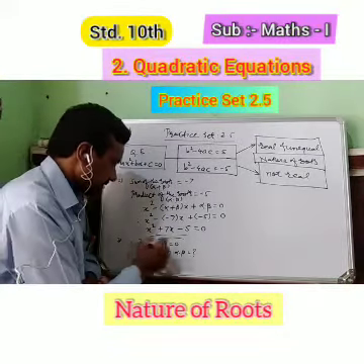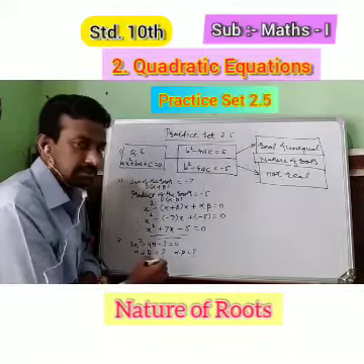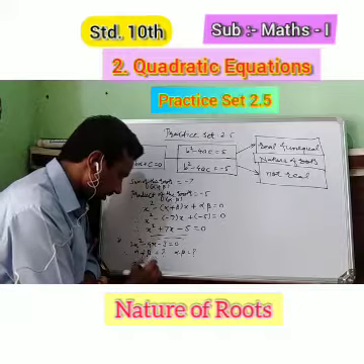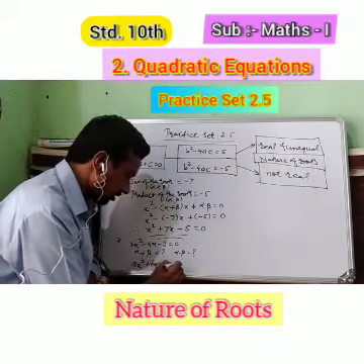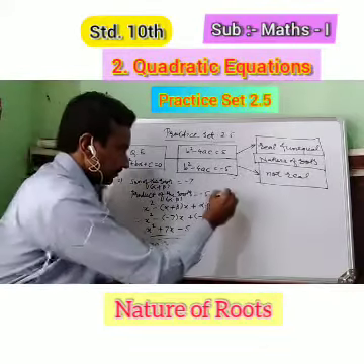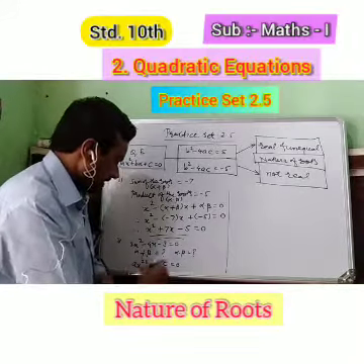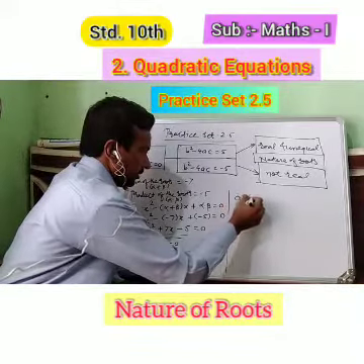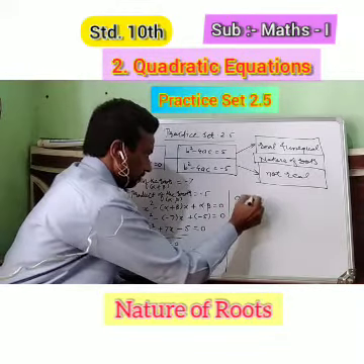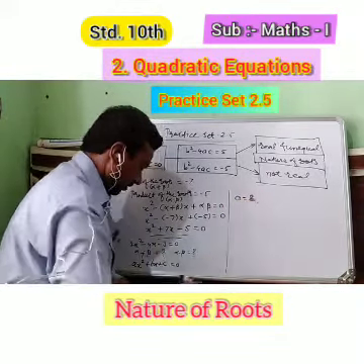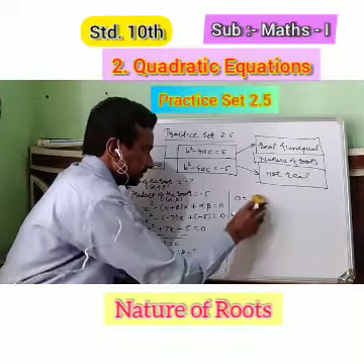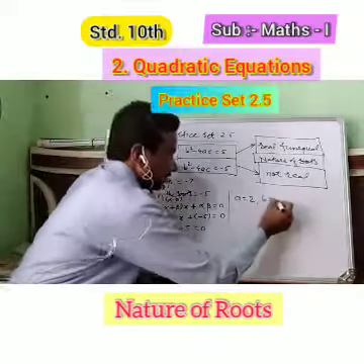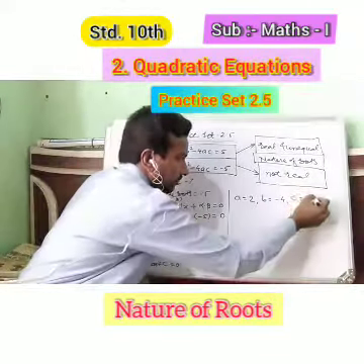For that, we have to compare the given quadratic equation with the standard form of quadratic equation, ax square plus bx plus c is equal to 0. Then we have values of a, b and c. Value of a is 2, value of b is minus 4 and c is minus 3.